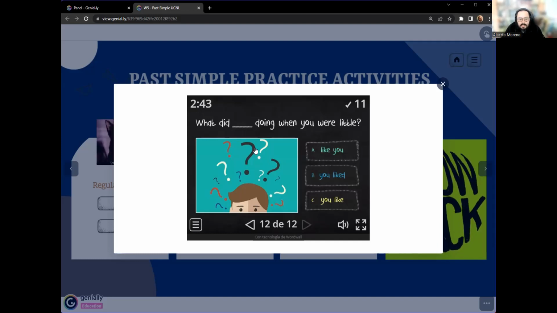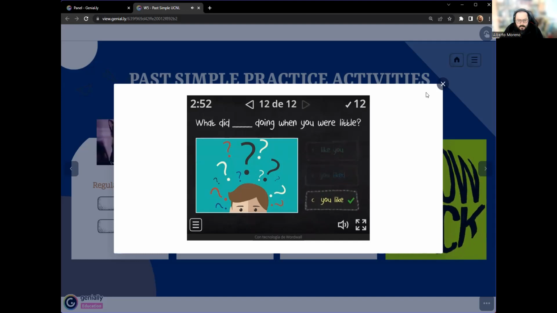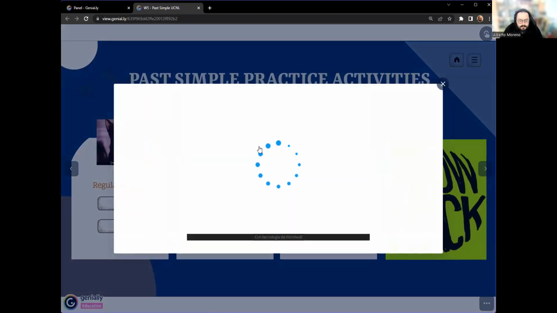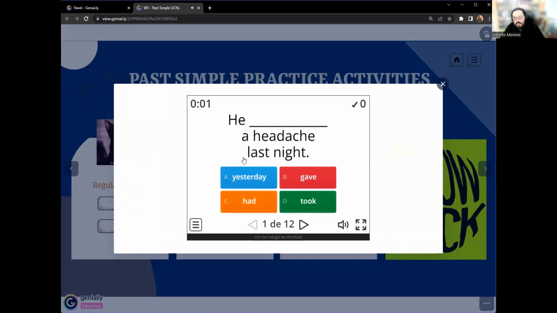Last one, what did you like doing when you were little? Letter C. Very good. Now let's practice irregular verbs. So in here we have irregular verbs. He had a headache last night. He gave, he had, or he took? Which is the right answer? Letter C, he had.